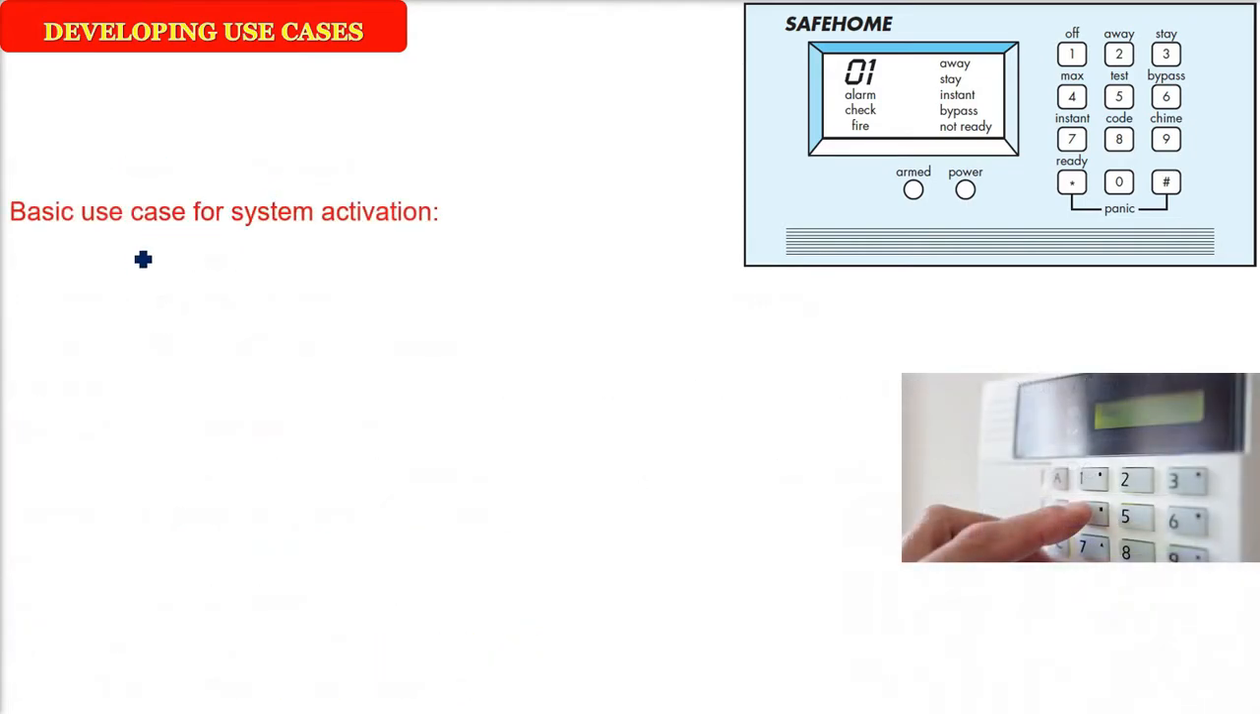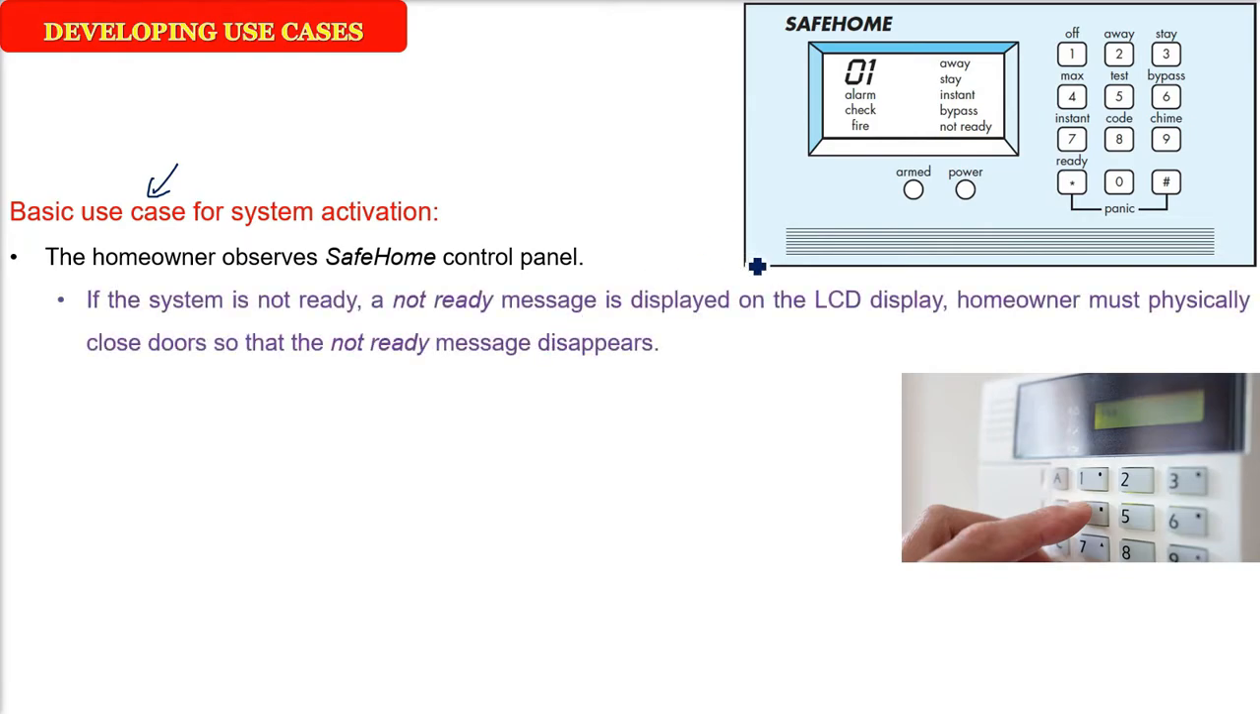Now the basic use case for system activation. What is the use case for the system? When he comes, he will activate the system. So what is the basic use case before that? First of all, the homeowner will come to this particular screen. He will observe the safe home. When he comes, he will see whether it is ready or not. If it is not ready, it is very clear that some of the doors or windows are open. Not ready means the system is not able to work. You have to first close the windows and all these so that the sensors can sense and start working.